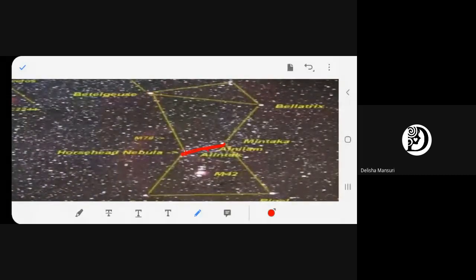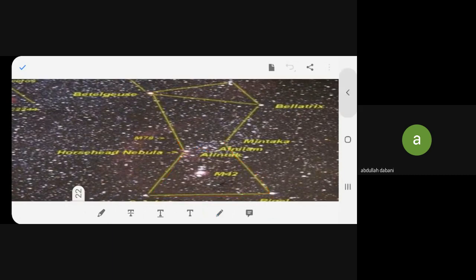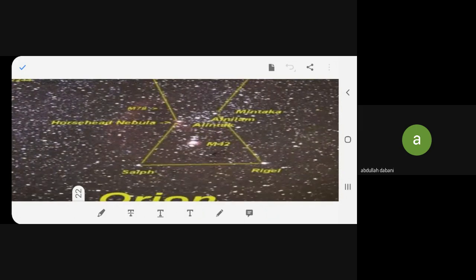And the four bright stars, can you see these four bright stars? This one. It is a quadrilateral. What is it? Quadrilateral. Got it now? Understood better?